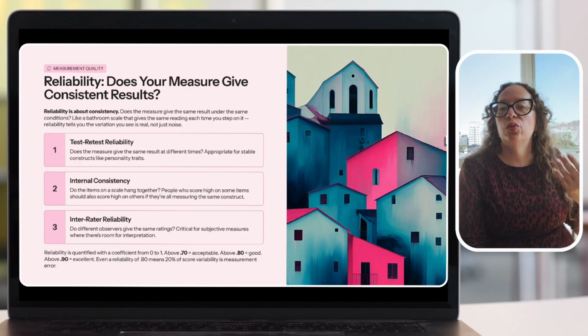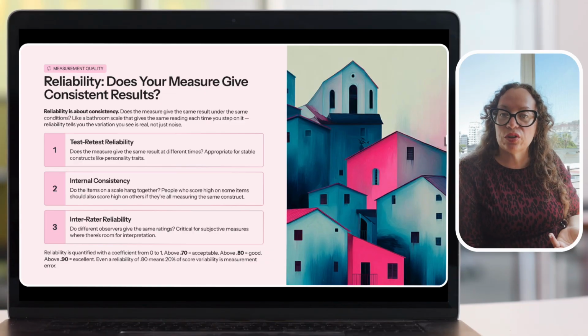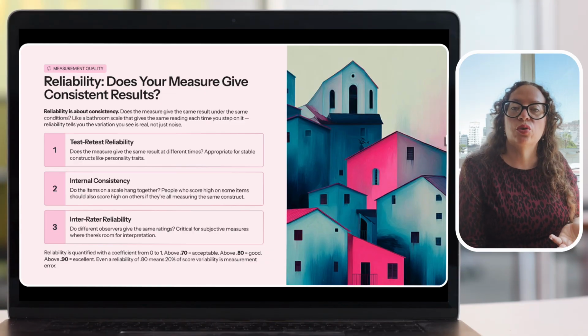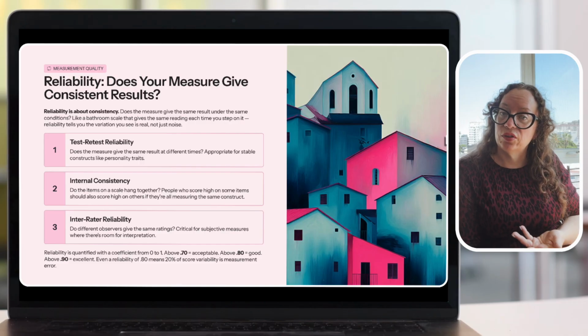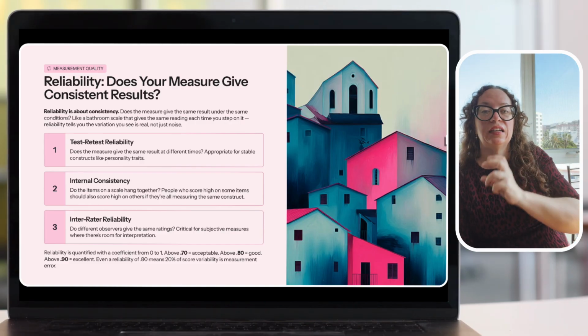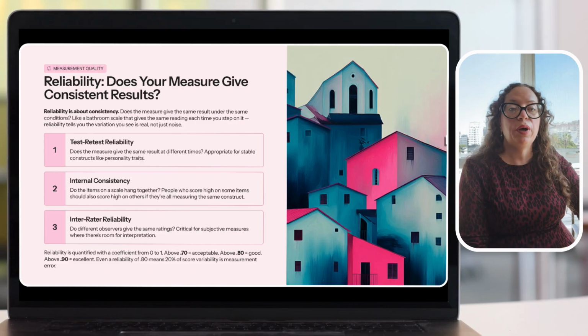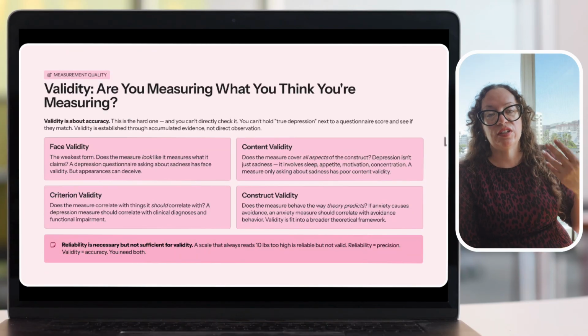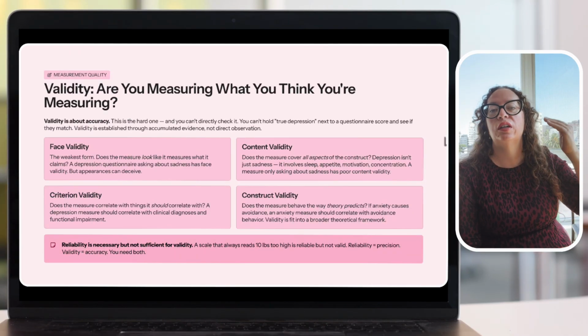So reliability matters. You want measures that are consistent, that give similar results under similar conditions, that minimize noise, but reliability is not enough. Reliability is necessary, but it's not enough. A measure can be reliable, but be completely invalid. It can give consistent results while measuring the wrong thing entirely.